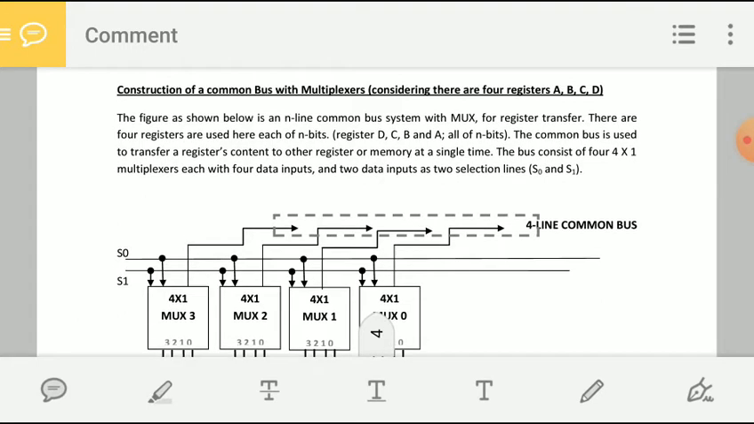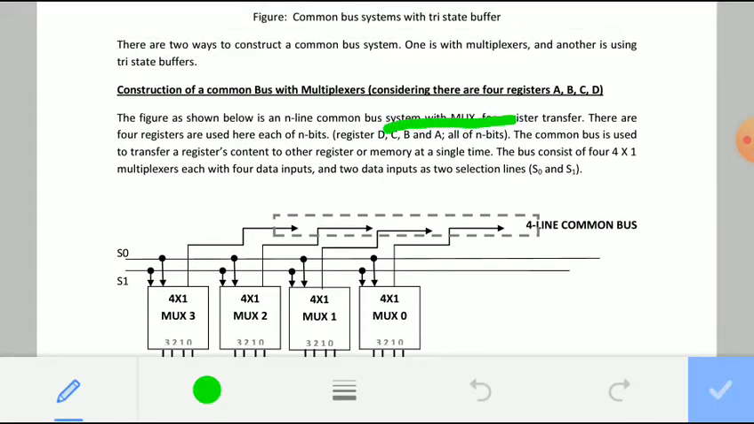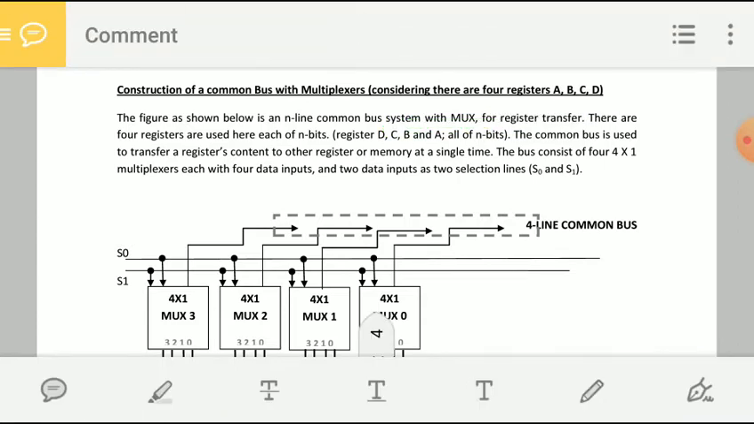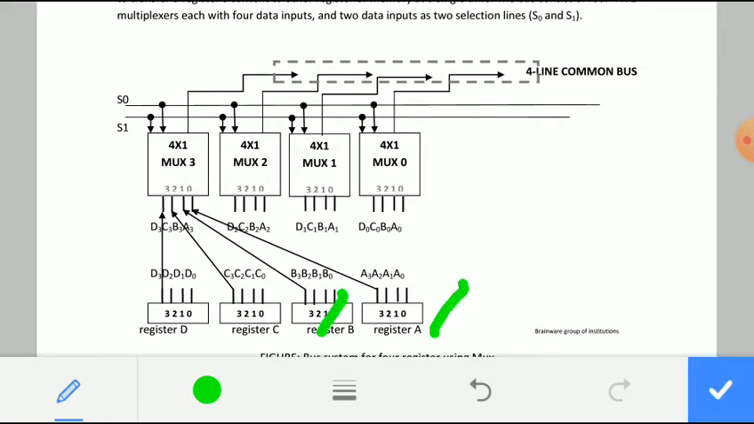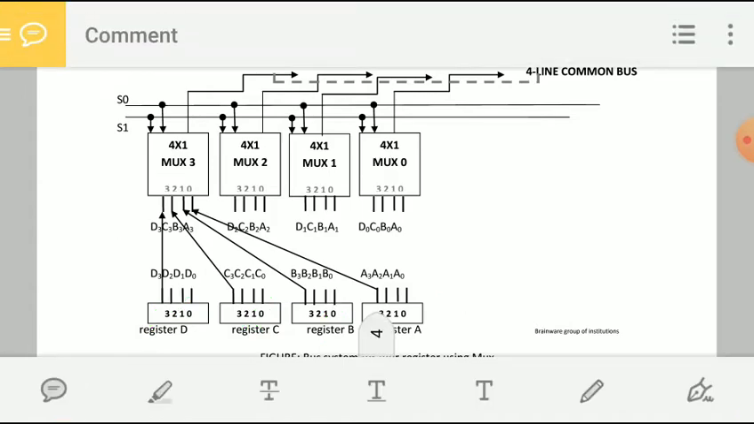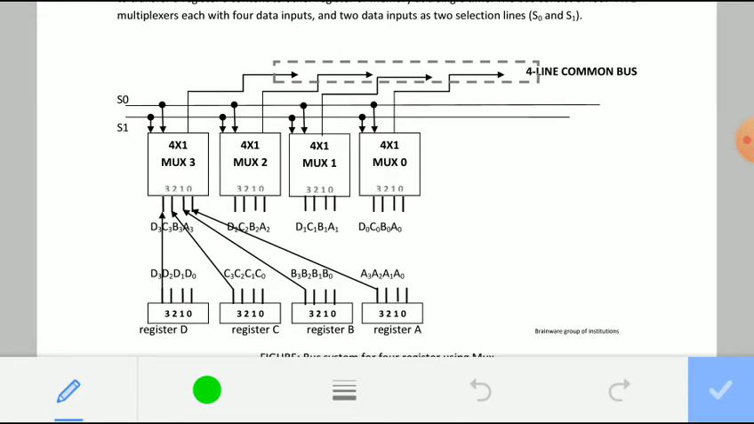Construction of a common bus using a multiplexer, considering there are four registers A, B, C, D. That means we have four registers: register A, register B, register C, register D. These registers are 4-bit registers. We just consider 4-bit registers because of the complexity; if we consider 8 or 10 registers, there will be a more complex diagram. Okay, so just consider these four registers: register A, register B, register C, register D. Then there are the selection lines S0 and S1.